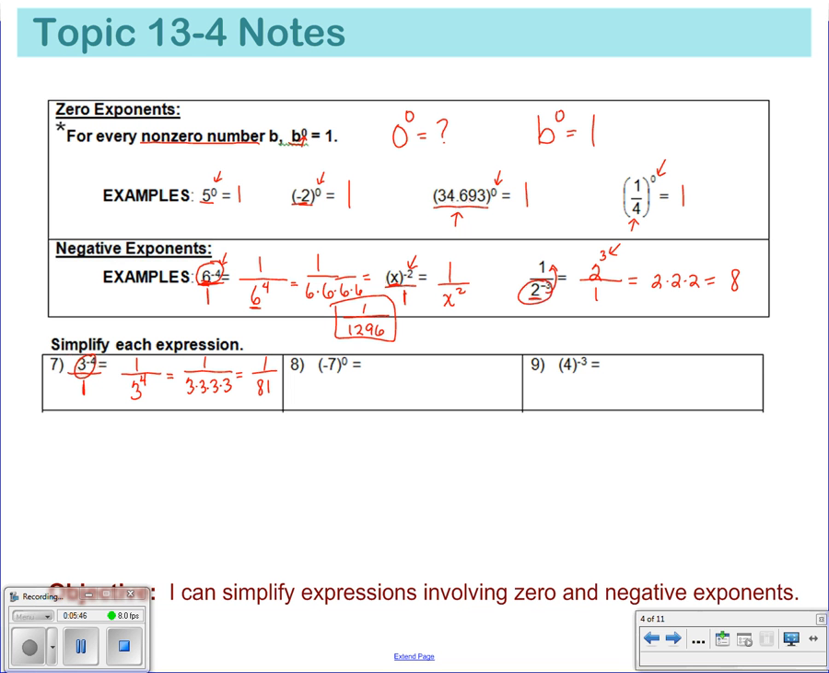Our next problem, we have negative 7 raised to the 0 power. I see something raised to the 0 power. This negative 7 is not 0 itself, so that has to be 1.